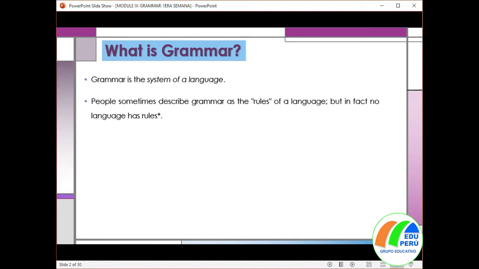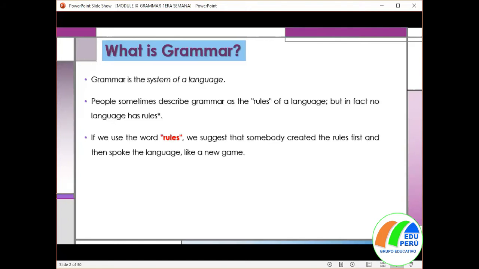So specifically, we have some structures that you must follow, patterns that we must follow, but we call them also rules of the language. If we use the word rules, we suggest that somebody created the rules first and then spoke the language, like a new game. So notice, this is a very important point when we consider grammar as rules.